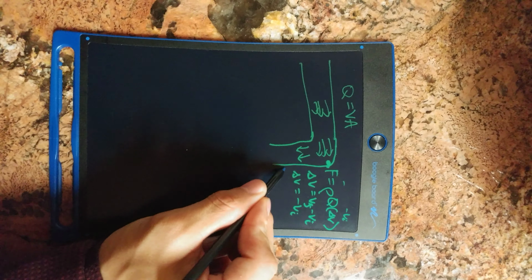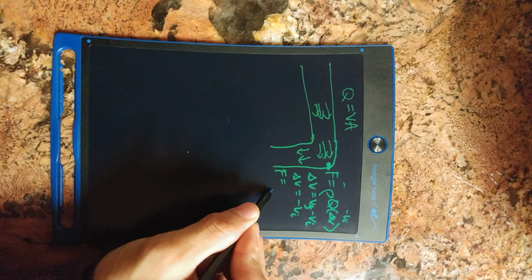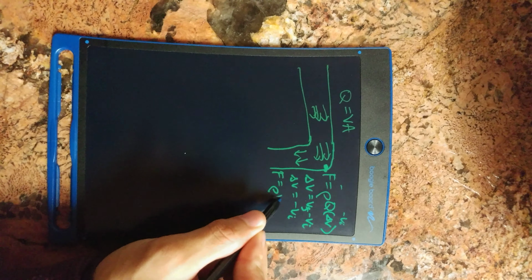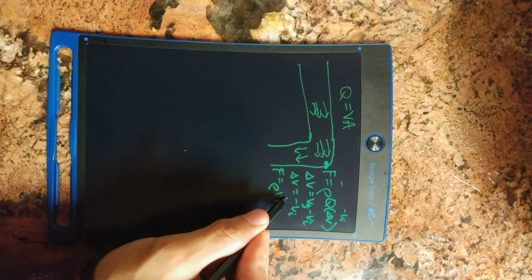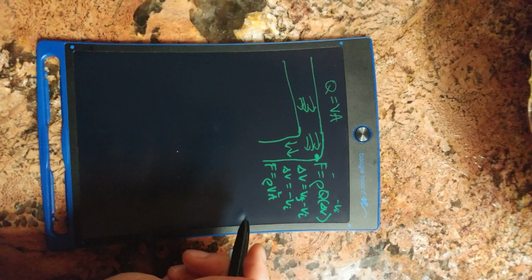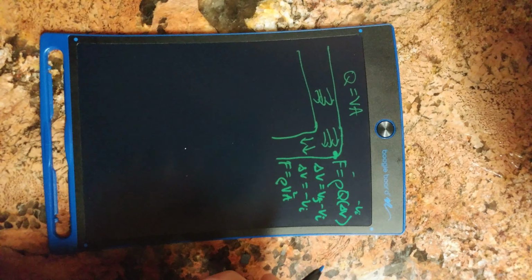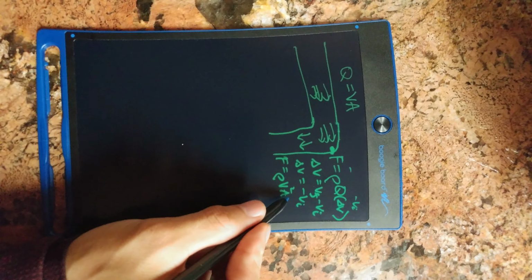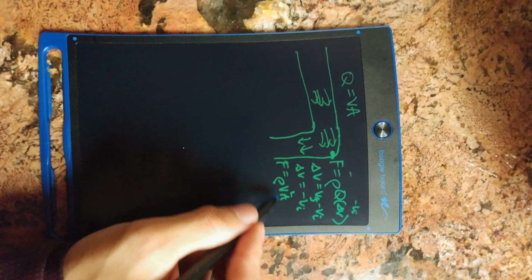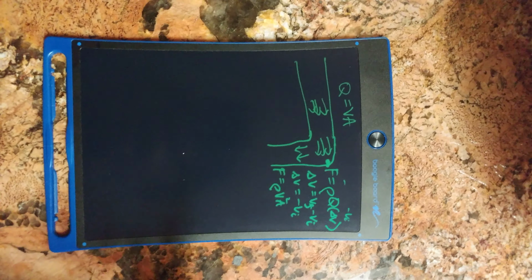Or you can also say that the force is going to be rho v a velocity squared. And if you want to know the pressure at that point, which is force divided by area, just dividing by the area gets rid of this term, and you got rho v squared as the pressure.